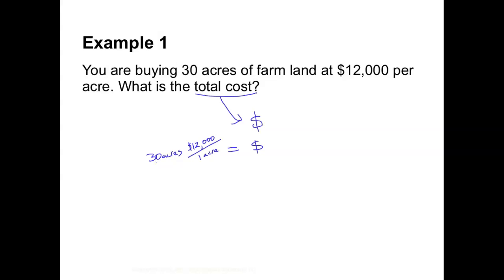And so if we just make this a fraction, just put it over 1 and multiply it, notice that acres cancel. I'm left with the dollars that I want. And so I'm ready to go. Just multiply 30 times the 12,000. And I get $360,000.